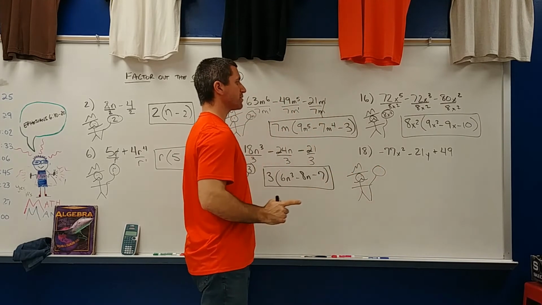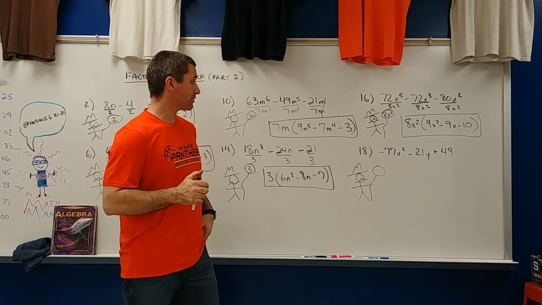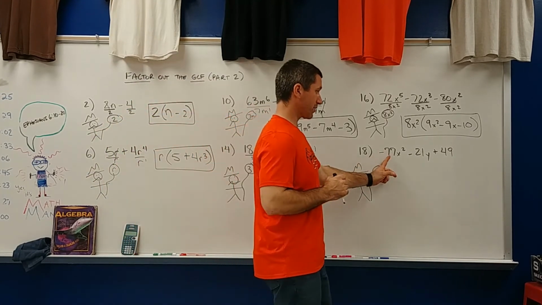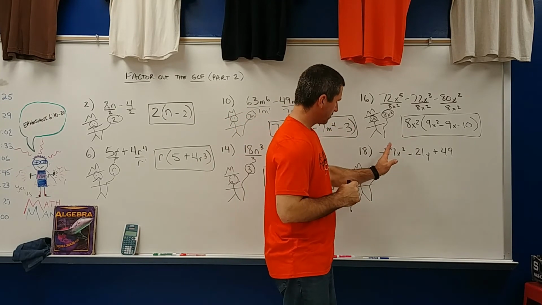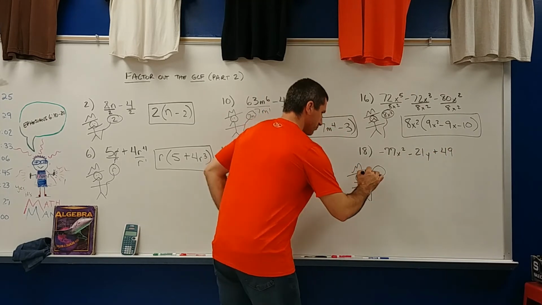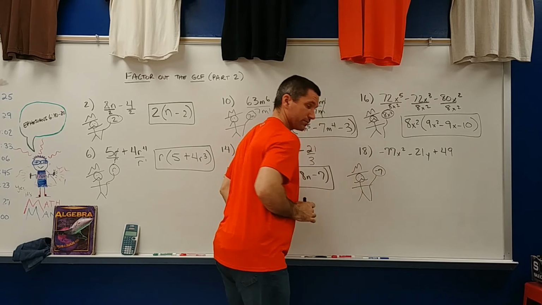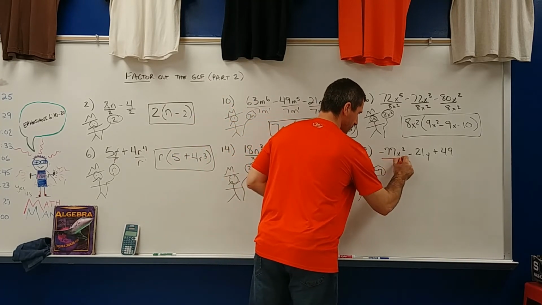Okay? 77, 21, 49. Remember the 49 back here? It has limited factors. So I'm thinking 7. I know 7 goes into 77 and to 21. Let's do it. Look at the variables. X squared, y, no variable? No, we're good there. I want you to rope out a negative 7. Okay? Negative 7.